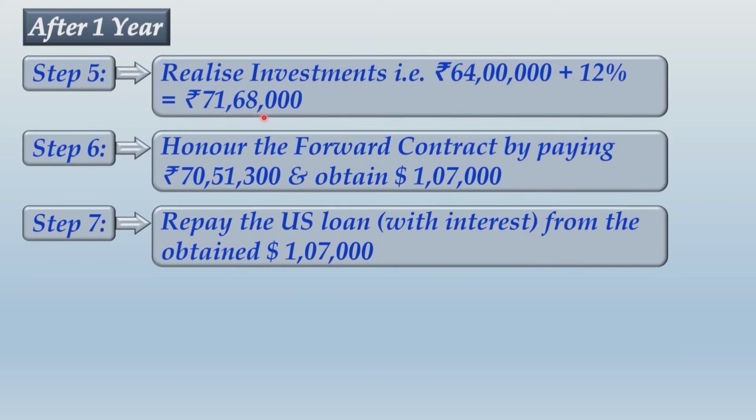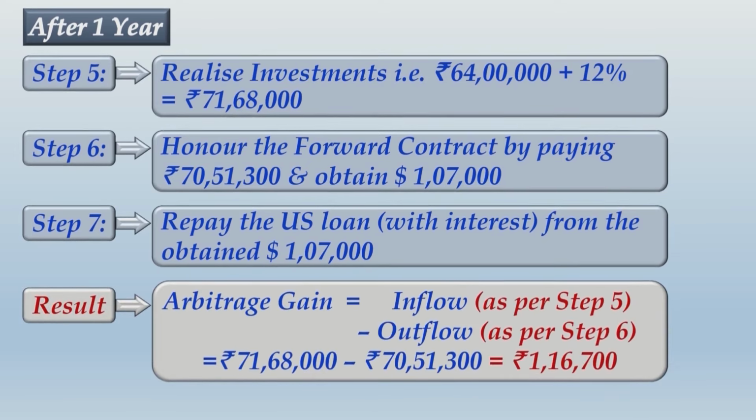So do you notice one thing? There is a substantial difference between this inflow and this outflow. So at the end, we would write up the result. Arbitrage gain will be inflow as per step 5 minus outflow as per step 6, and that will be rupees 1,16,700. So friends, please write up the remaining steps, and that will be the end of the solution.